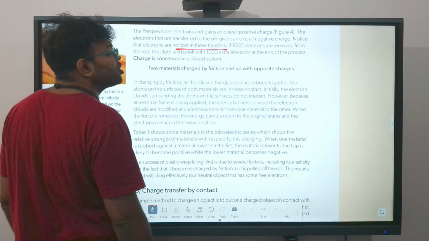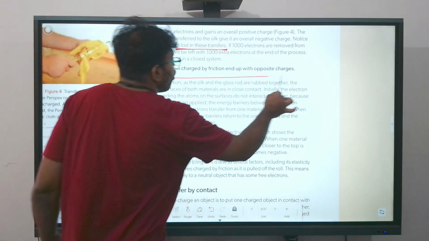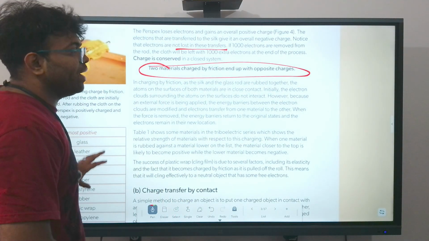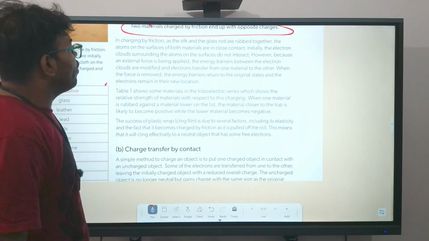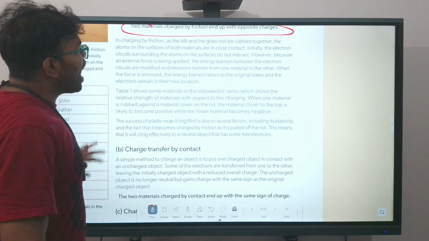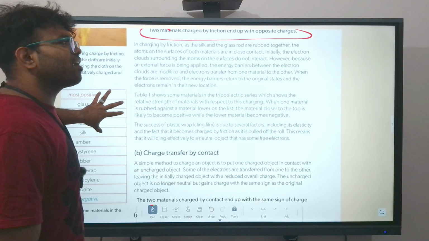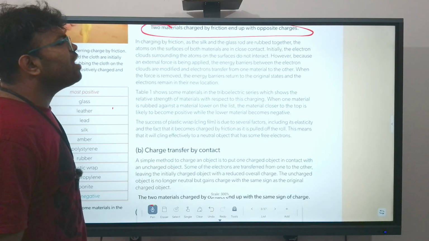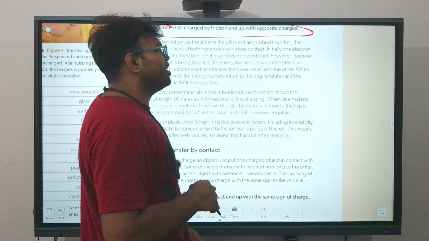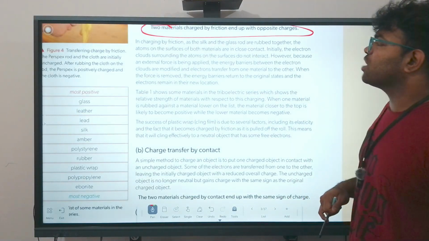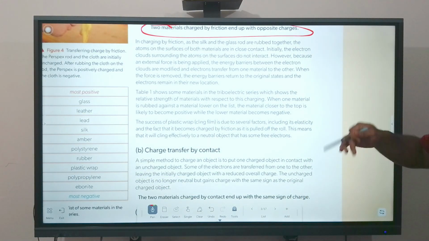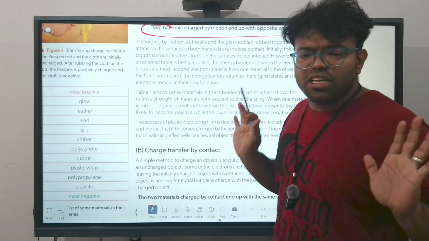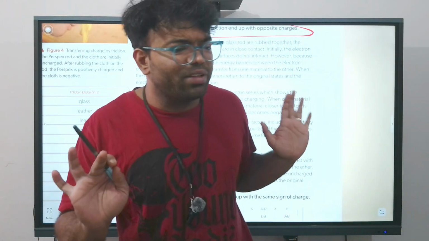Two materials charged by friction end up with opposite charges. This is the main part of this section. Now, in charging by friction, as the silk and the glass rod are rubbed together, the atoms on the surface of both materials are in close contact. Initially, the electron cloud surrounding the atom surface does not interact. Initially the electrons are not interacting with anybody.